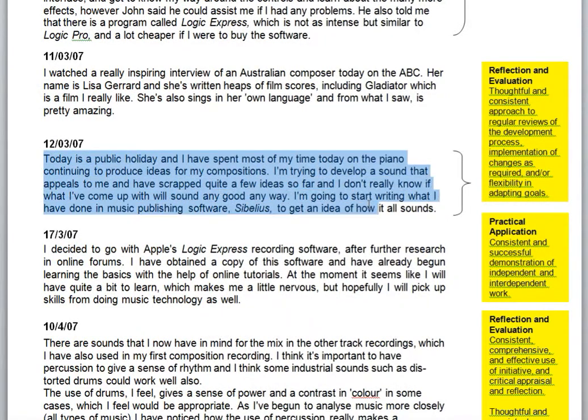See here, there's a couple of smaller entries. Part of the reflection and evaluation. This is a really, really useful tab on the side when you're actually looking at the example. Just have a look at this part here, because this corresponds with what's been highlighted on the assessment rubric. So you can actually relate it right back to that. So yeah, they don't have to always be really big entries, and you can actually see the language is quite informal. Today is a public holiday, and I've spent most of my time today on the piano and continue to produce ideas. So it's not really formal language which you might use as part of the report. It's quite informal.